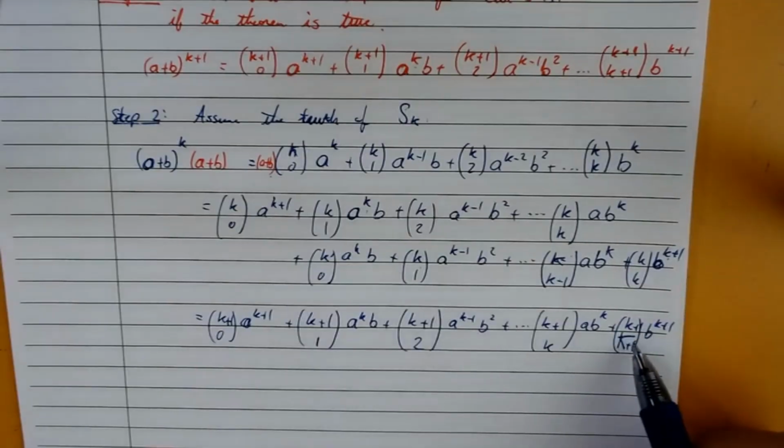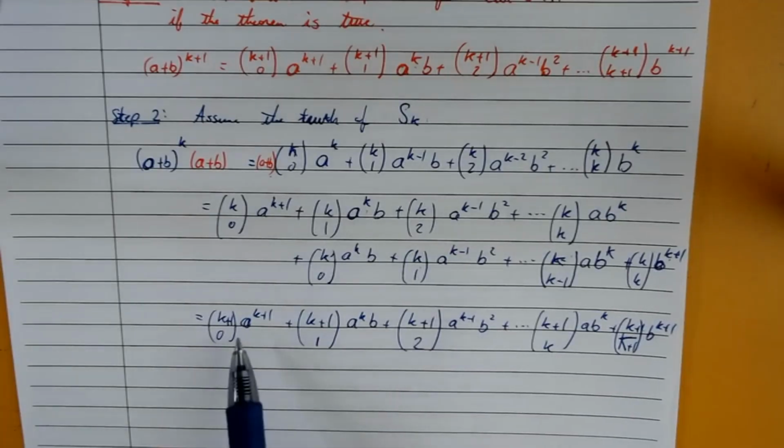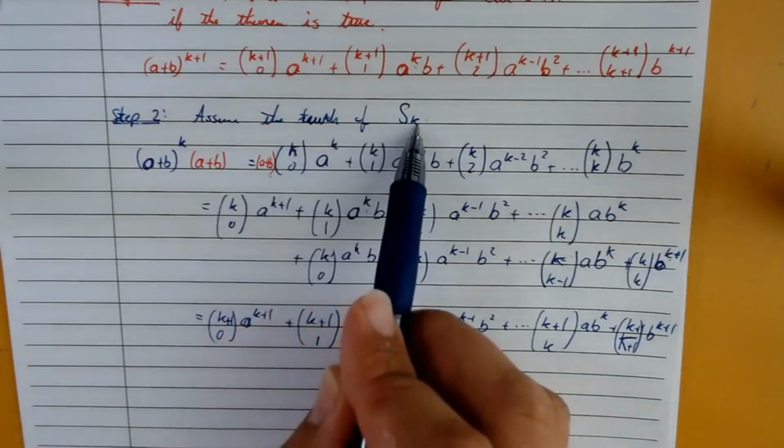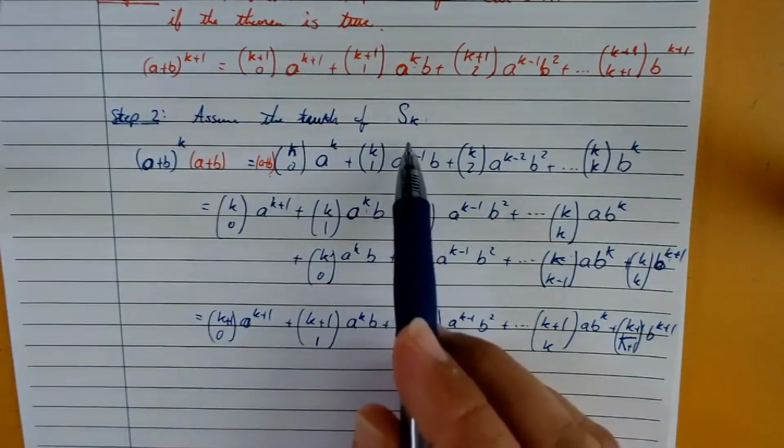After all, k choose k was 1. K plus 1 choose k plus 1 is 1. Since they're both 1, well, it doesn't matter which one I use. So let me use the one that I needed. But there we go. If I have the truth of s sub k, then by multiplying by a plus b, this now confirms that it's true for s sub k plus 1.